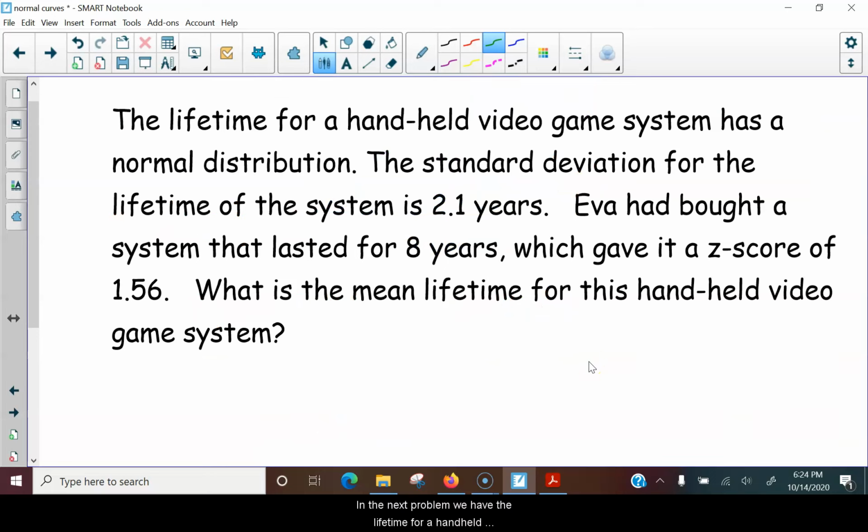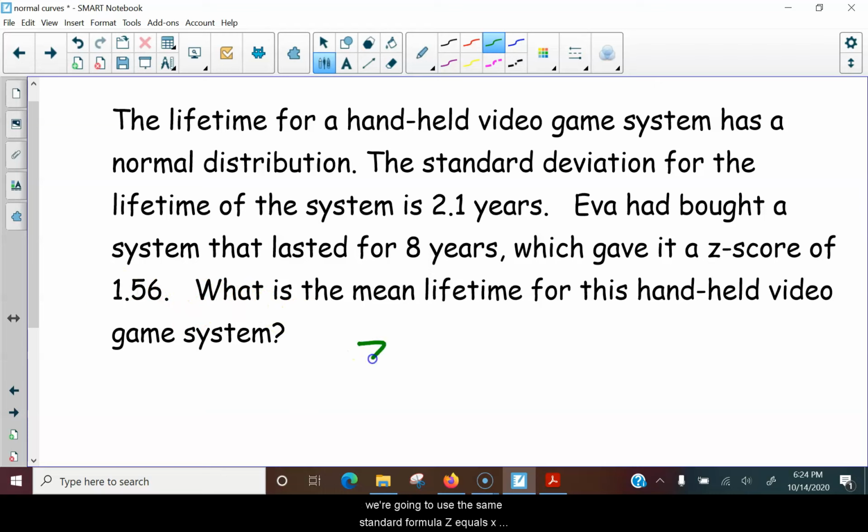In the next problem, we have the lifetime for a handheld video game system. This has a normal distribution with a standard deviation of 2.1 years. Ava had bought a system that lasted 8 years, and that meant the system had a z-score of 1.56. We want to solve for the mean lifetime of this handheld video game system.